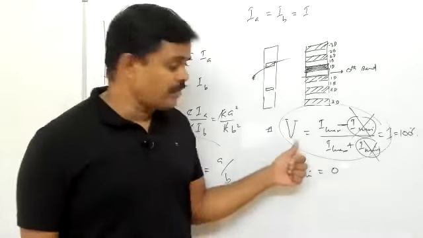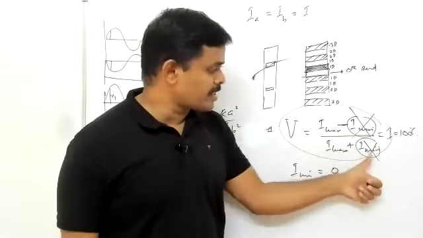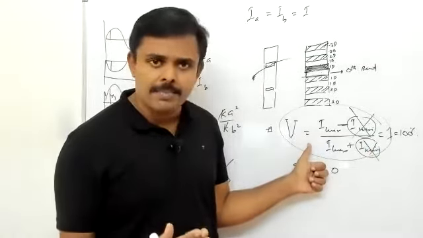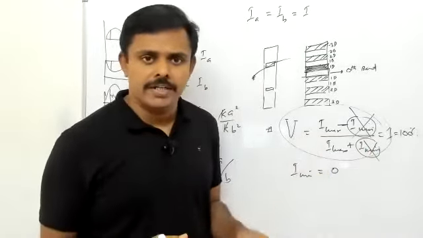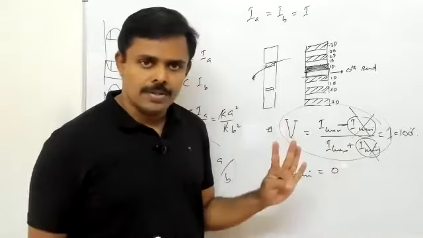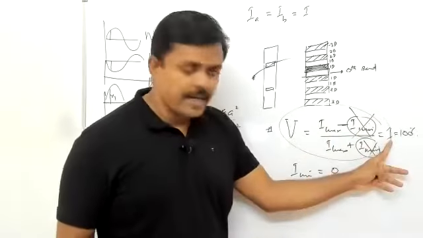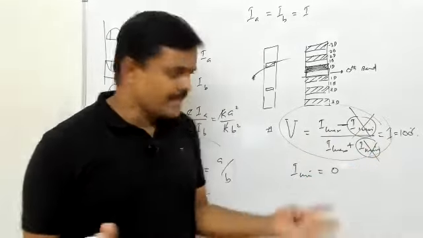See, what's happening here? Imax minus Imin by Imax plus Imin is equal to fringe visibility. And fringe visibility is maximum under one condition. What is that condition? I minimum is 0. I minimum is 0. This is 0. Imax by Imax is 1, which is 100%. And that is logically correct as well.